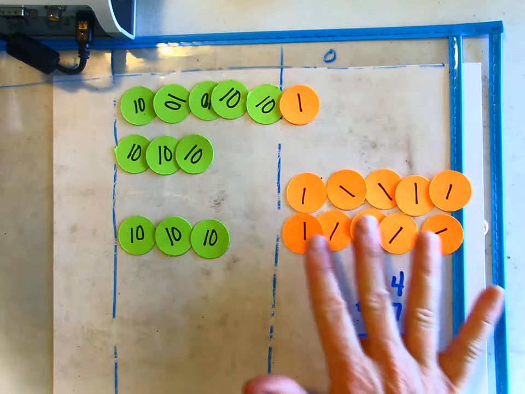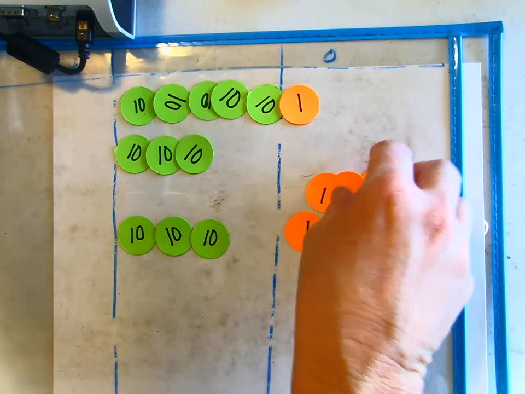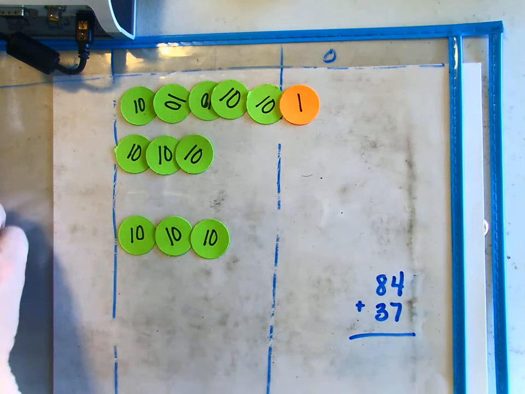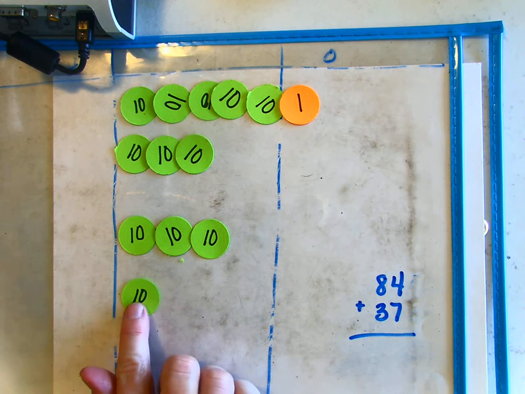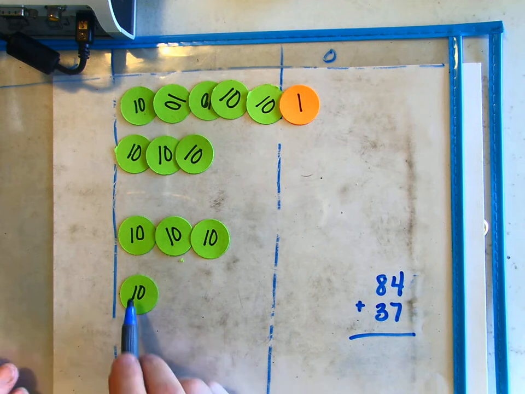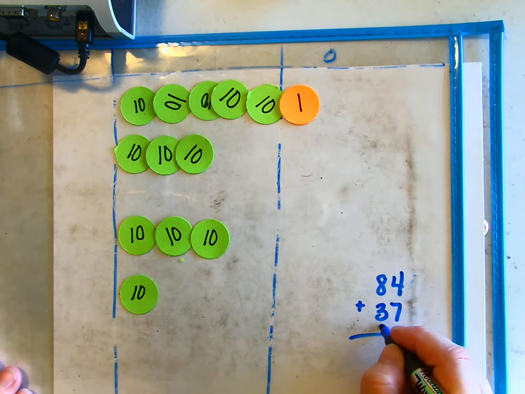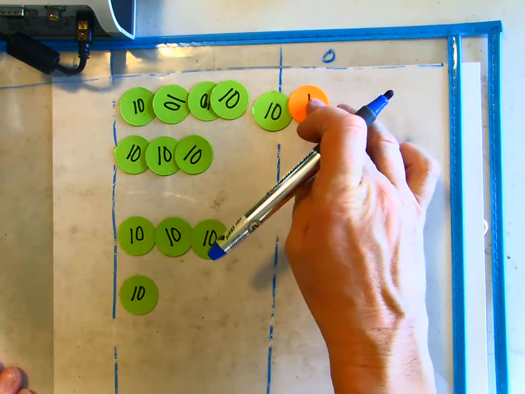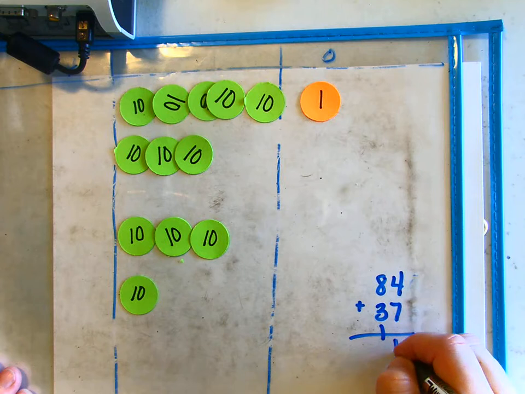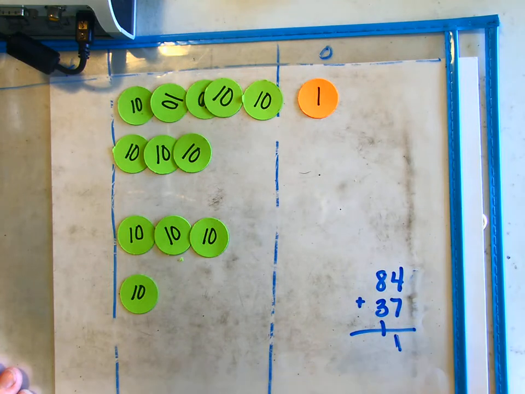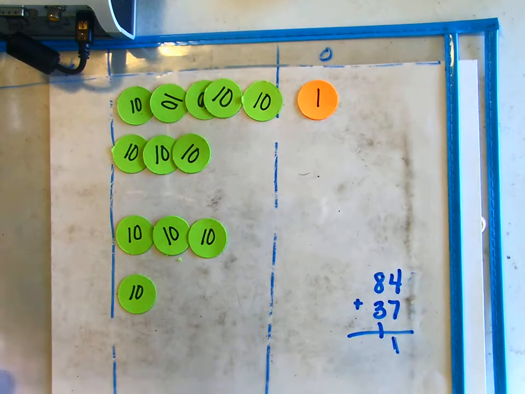So I am going to bundle or compose that group of 10 ones, swap it out for a 10. And I'm just going to move that 10 over here and add it to the bottom. So if I'm adding that 10 here, I need to do it here too. So I moved over a group of 10, and then I have just this one left. And I'm going to put 1 down here underneath. 4 plus 7 is 11. That's 10, 1.